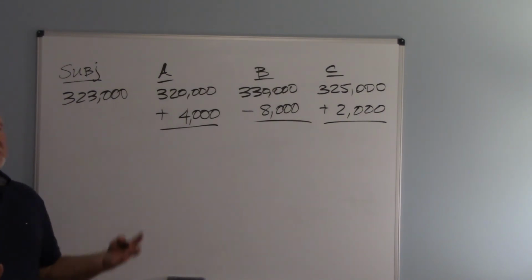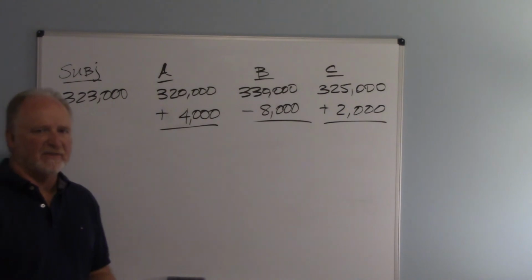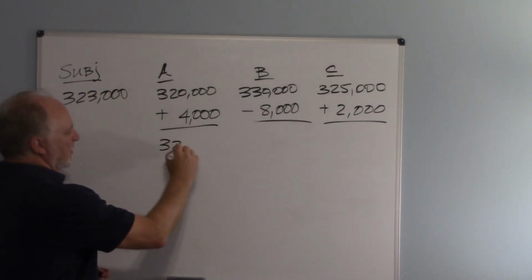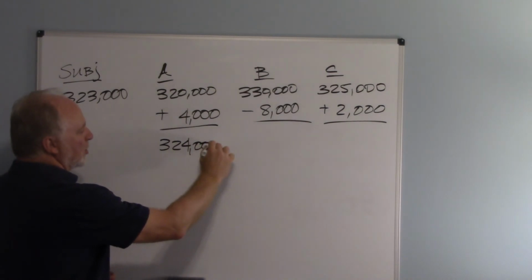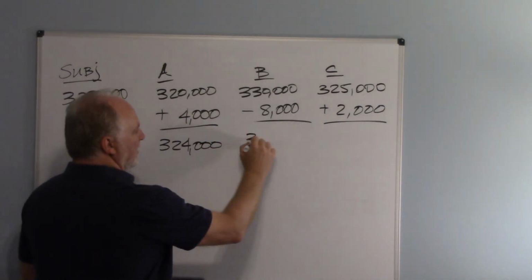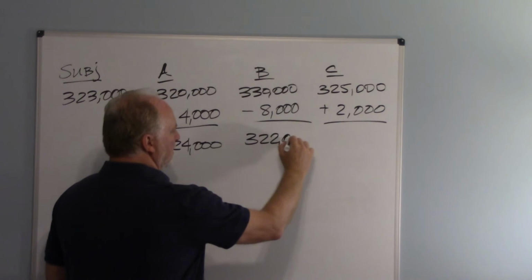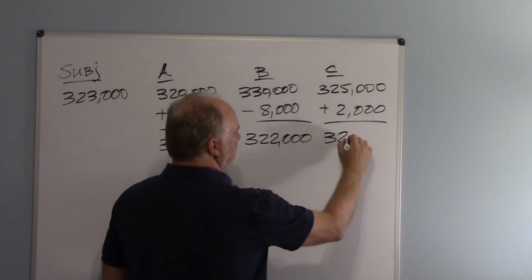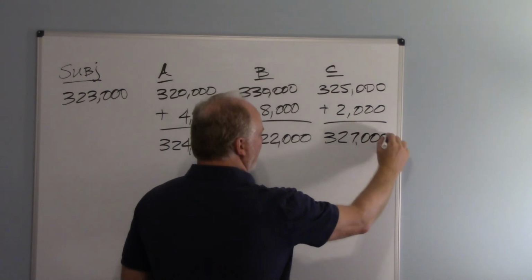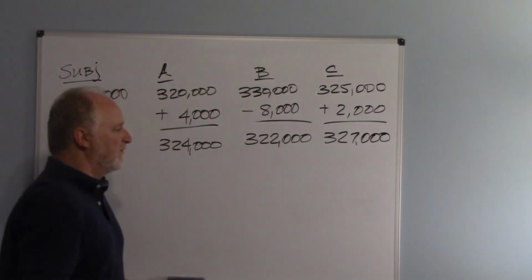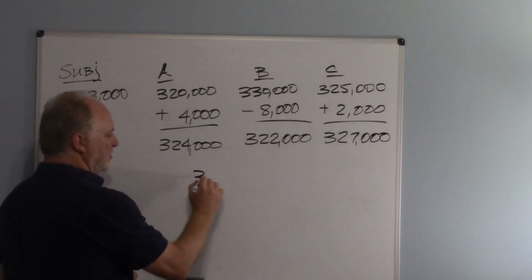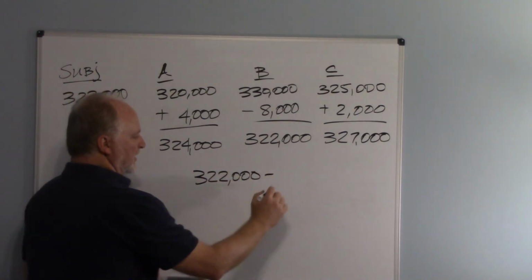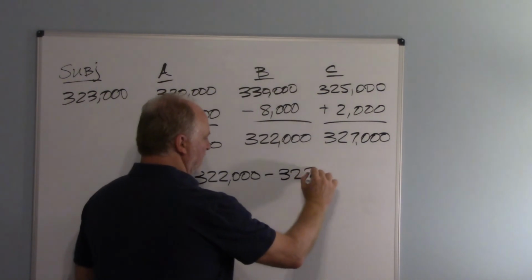See, all we did was plug things into place. Not a radically difficult question. Now we just do what the signs tell us. $324,000 according to A, $322,000 according to B, and then $327,000 after C is adjusted, for a value range of $322,000 to $327,000.